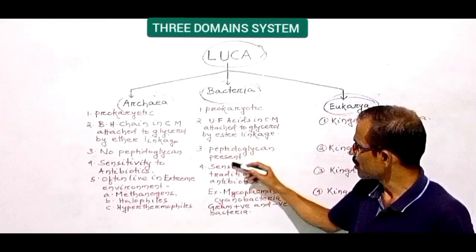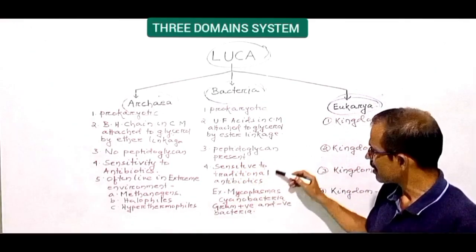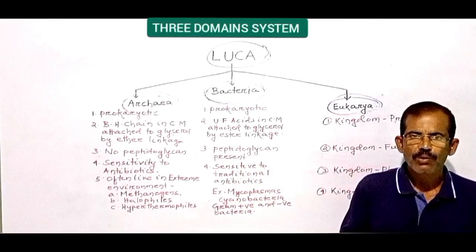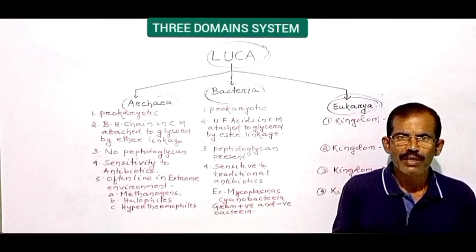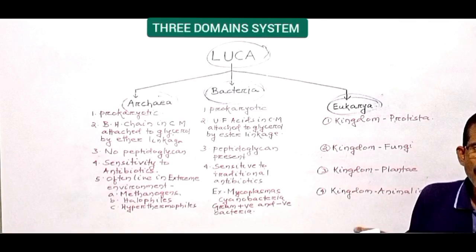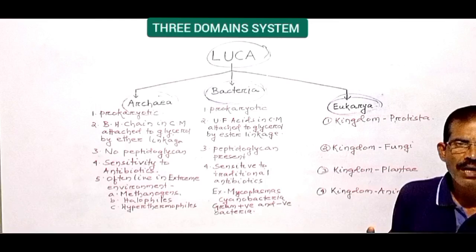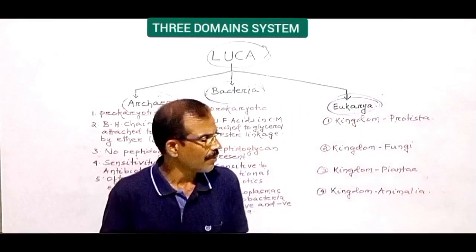Bacterial cell wall consists of peptidoglycan. Bacterial cells are sensitive to traditional antibiotics. However, they are not sensitive to antibiotics that affect eukaryotic cells. Different bacteria are Mycoplasmas, cyanobacteria, gram-positive and gram-negative bacteria.